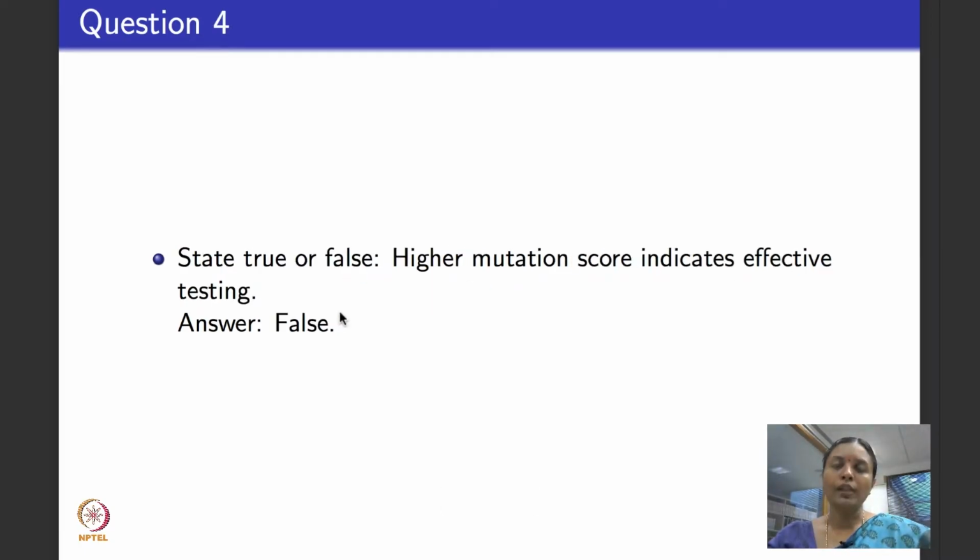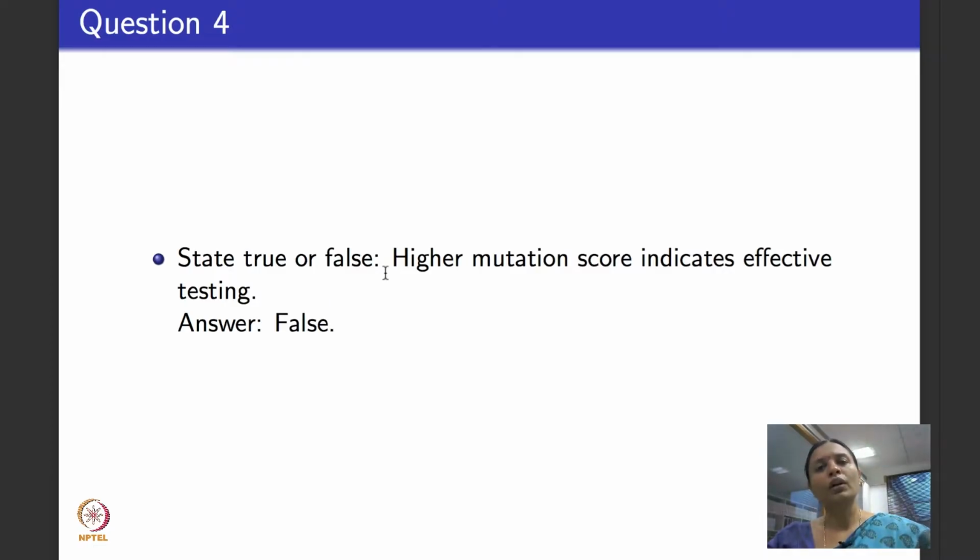Question number 4 is a true or false question. It gives you a statement: higher mutation score indicates effective testing. The answer is false. Why is that false? If you remember, what was mutation score?